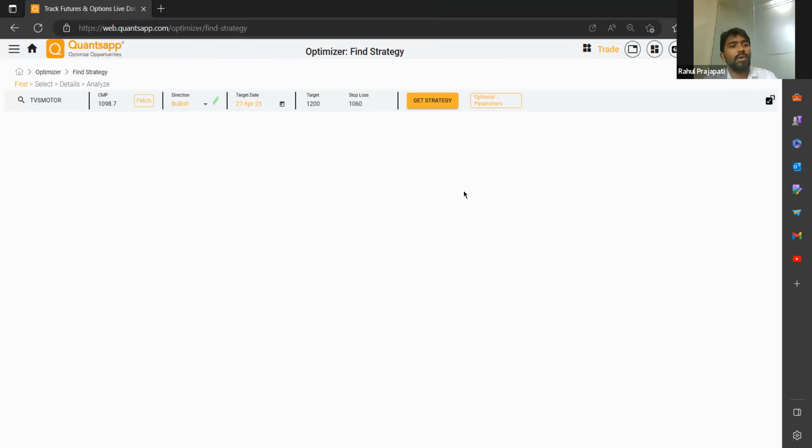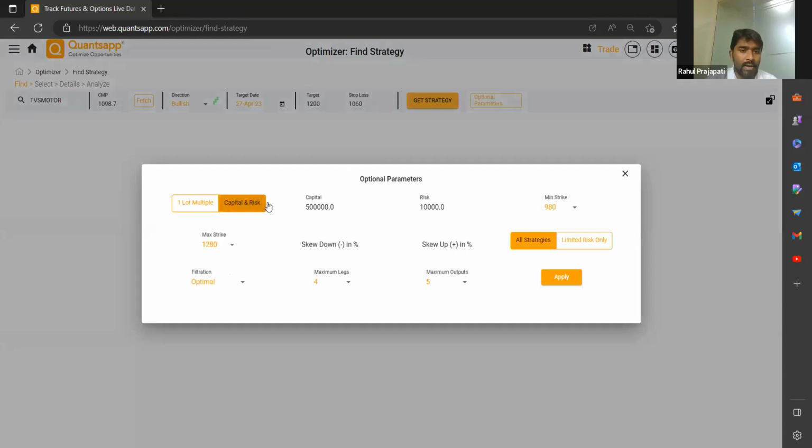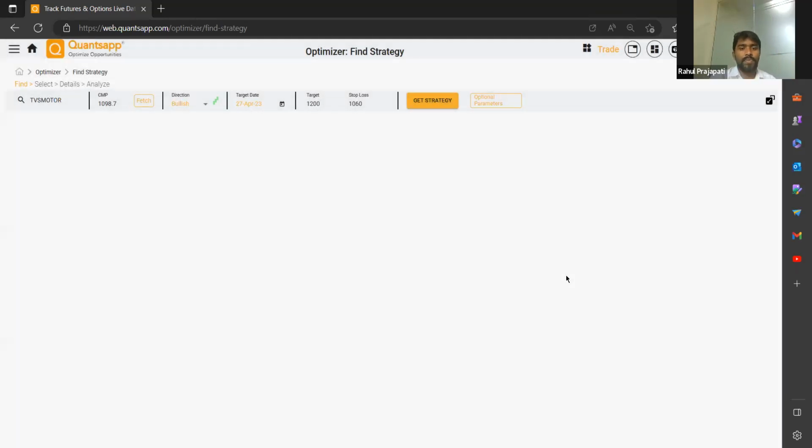I have a forecast for TVS Motor. One more thing I can add is a cap on the loss that I want. How? Let's say I have some XYZ capital and I want to cap my loss. I don't want to lose more than 15,000 in this particular strategy. Whatever strategy it gives me will not give me a loss of more than 15,000. I'll select limited risk only strategies. Now I'll click on apply.